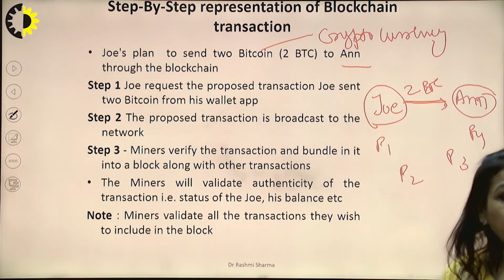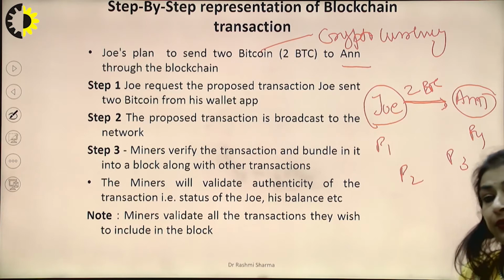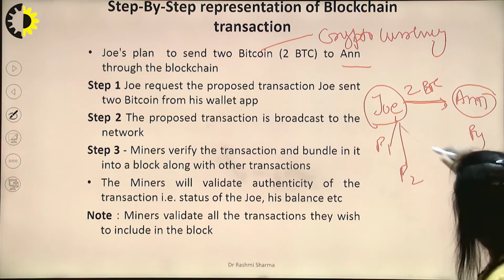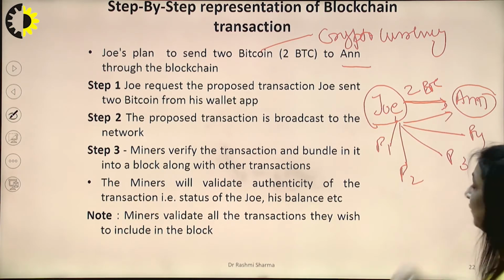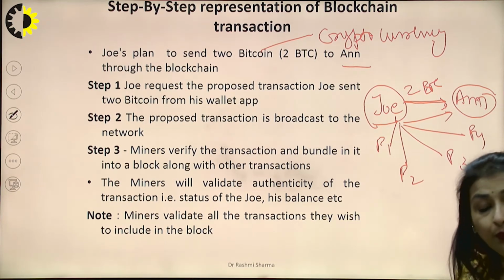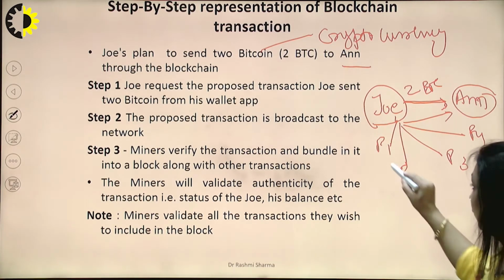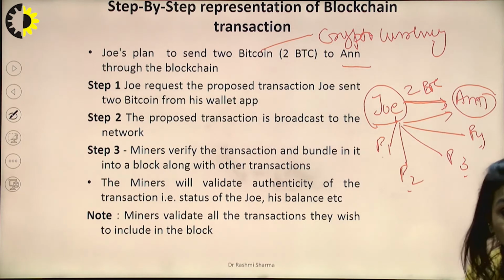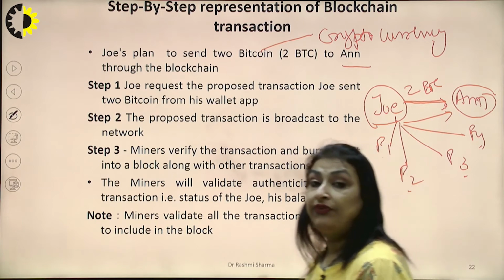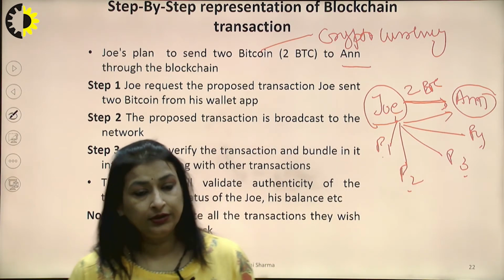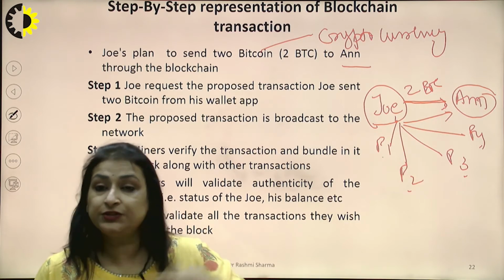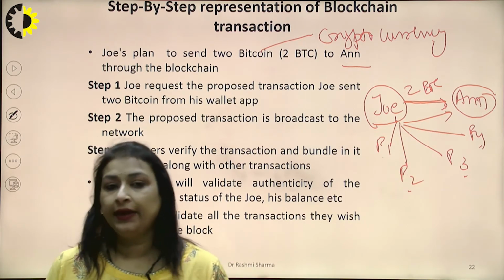Now what? The proposed transaction is broadcast to the network. Joe would tell everybody that he wants to do this. He would broadcast it to N also, and to P1, P2, P3 and P4. Now what would they do? First of all, they would validate the transaction which Joe wants to do. All of P1, P2, P3, P4 and N would validate.